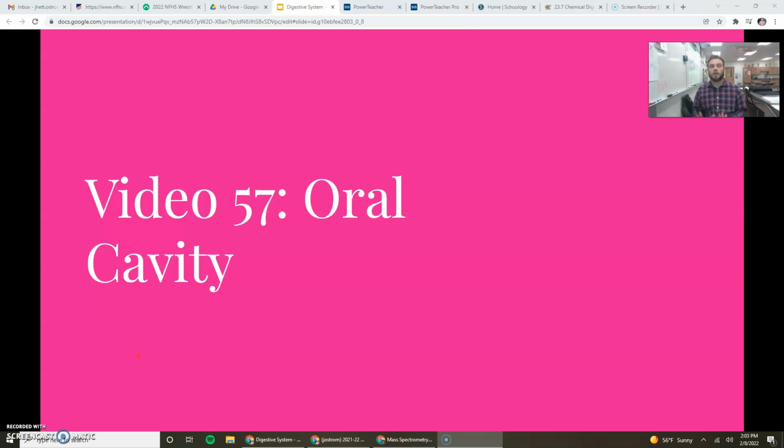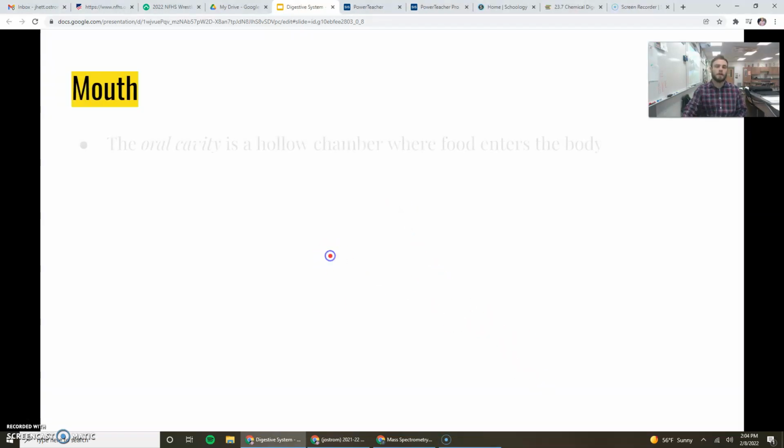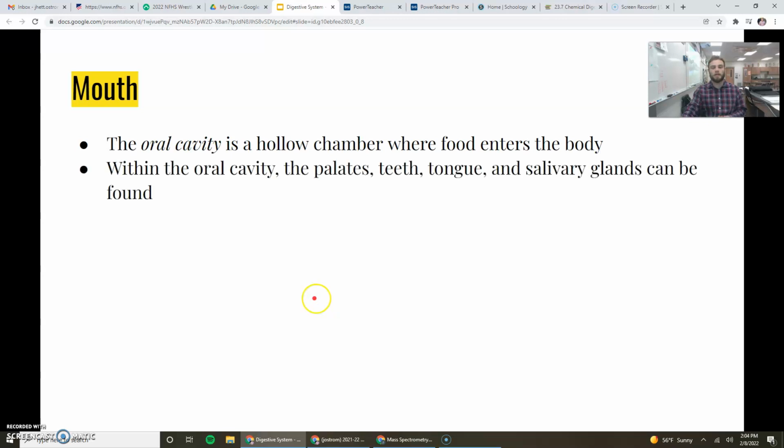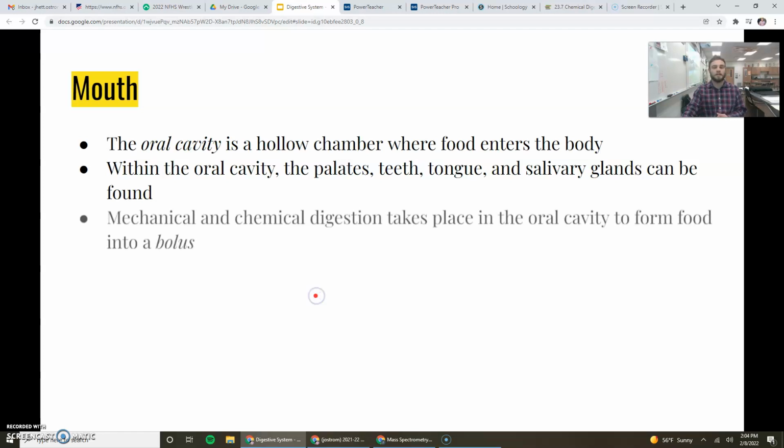Today we're going to be taking a look at the oral cavity as part of the alimentary canal, as well as taking a look at several of the accessory organs that you have within the oral cavity. So the oral cavity, otherwise known as the mouth, is a hollow chamber where food is going to enter the body. Within it you're going to have the hard and soft palate, your teeth, your tongue, and salivary glands.